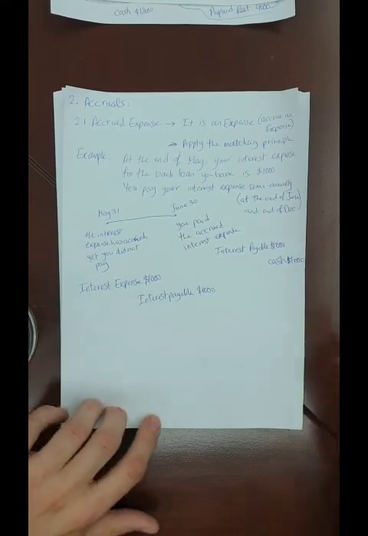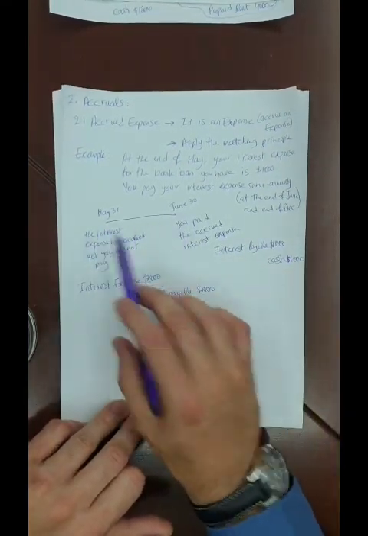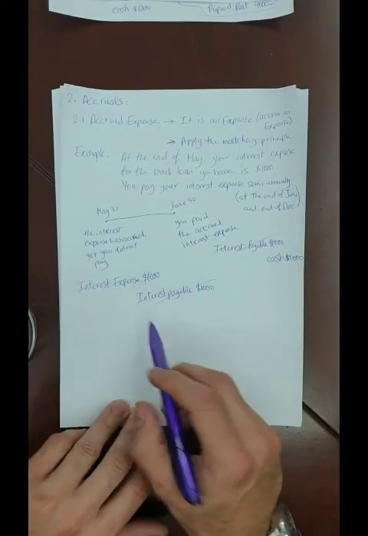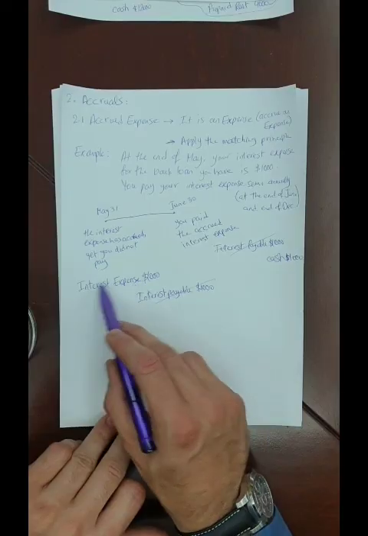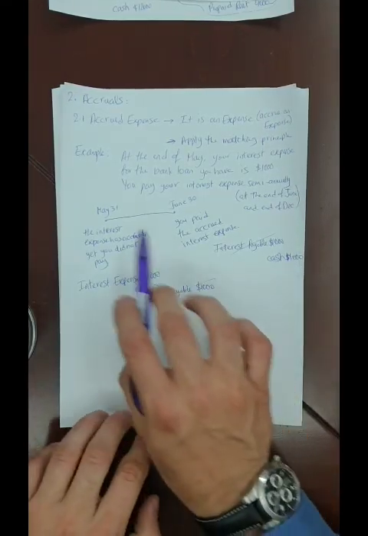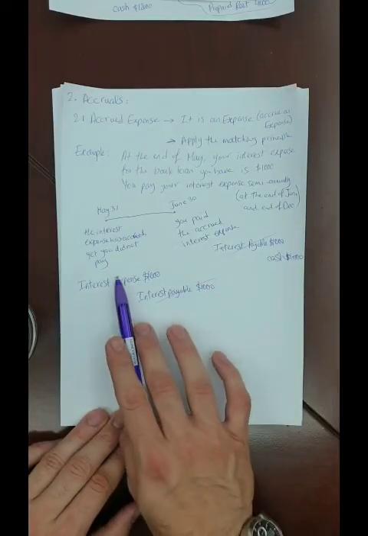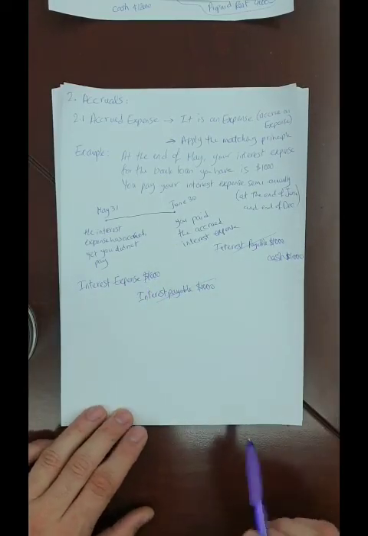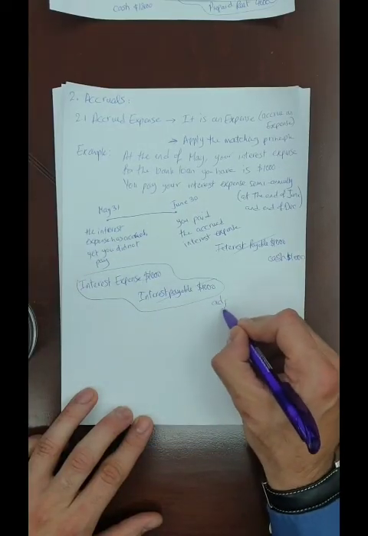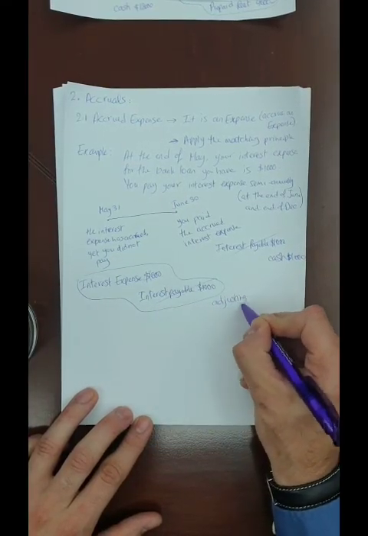If you think about it, if time differences do not exist, this entry will cancel out with this entry, and you will have an interest expense that you have paid in cash. That's it. As simple as that. But because we have a difference in timing, we need to do this adjusting. The adjusting entry is this one. This is the adjusting entry.